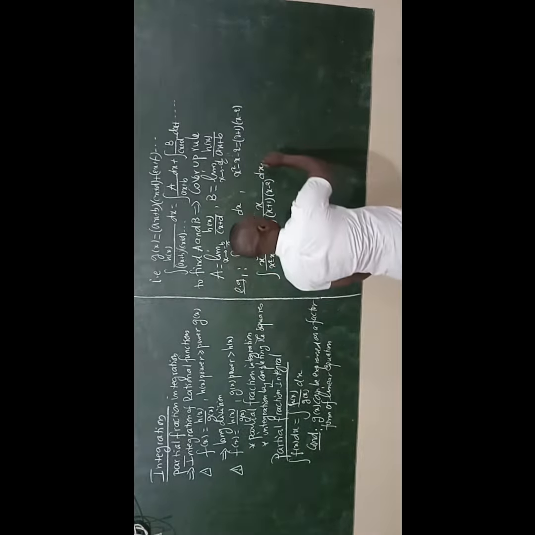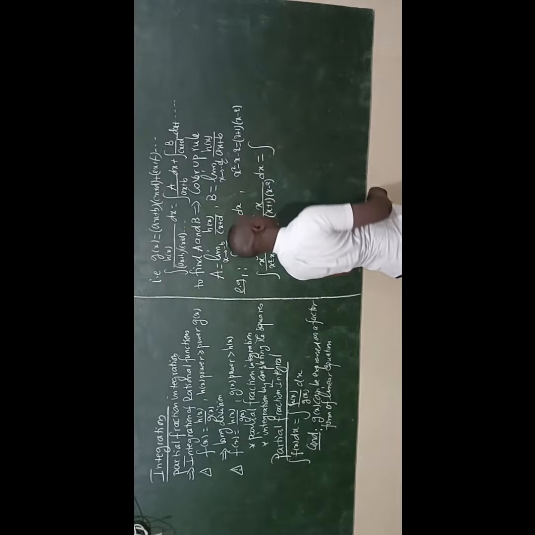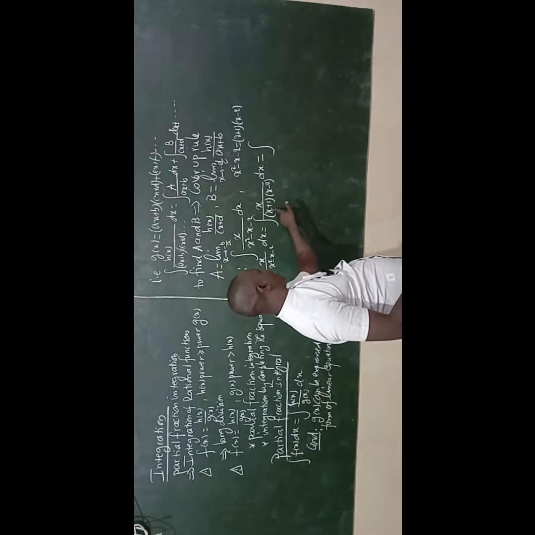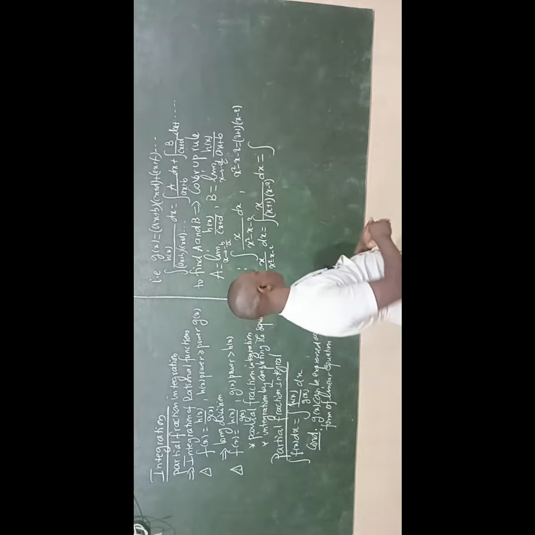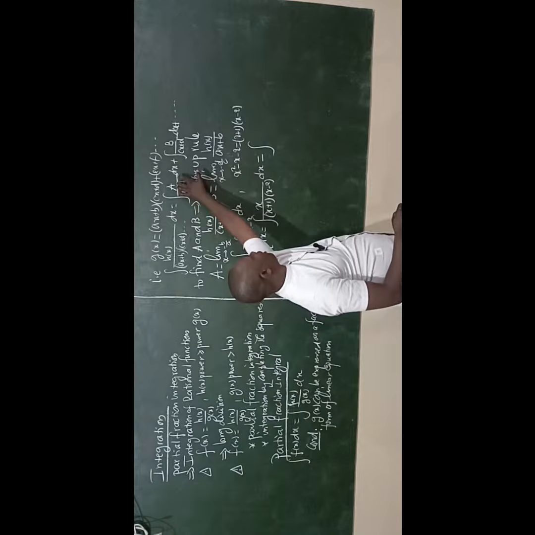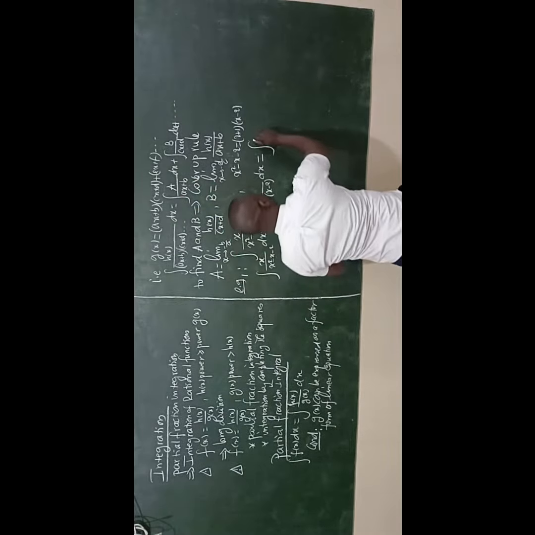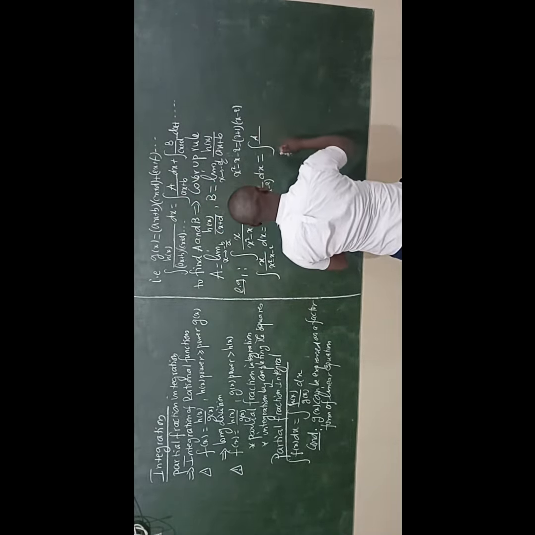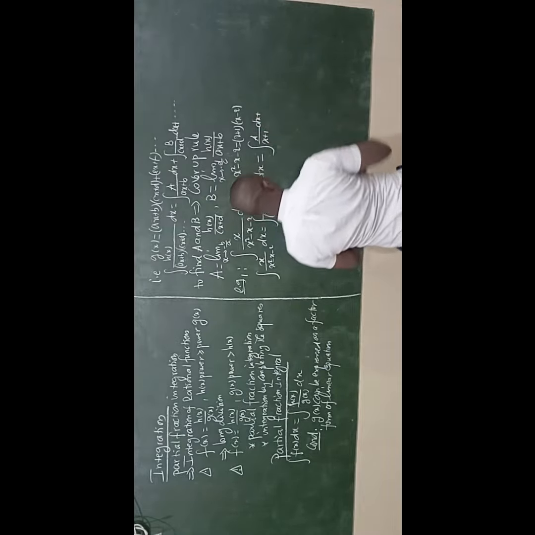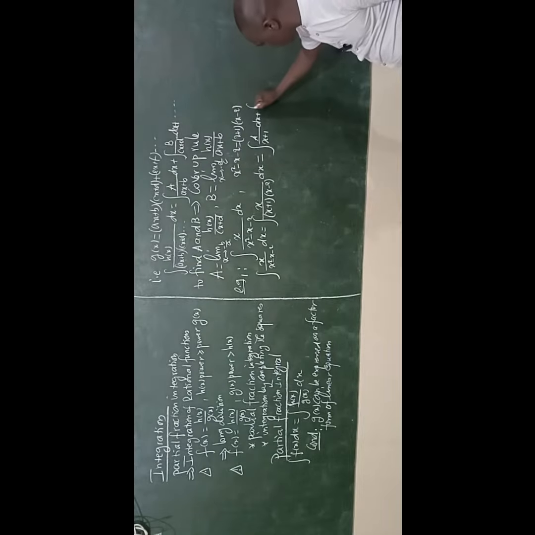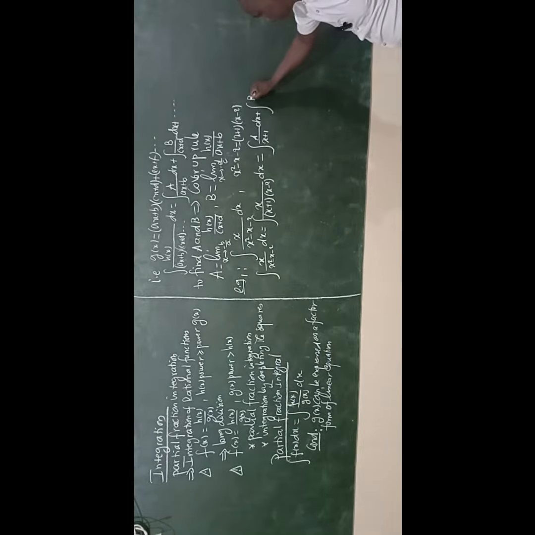Because each factor of the denominator can be 0, we write it this way: the integral of A by x plus 1 dx plus the integral of B divided by x minus 2 dx.